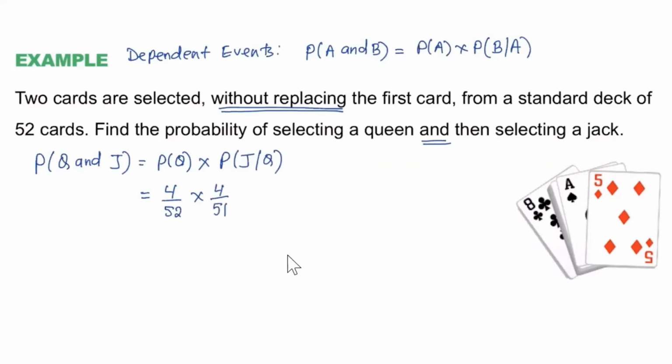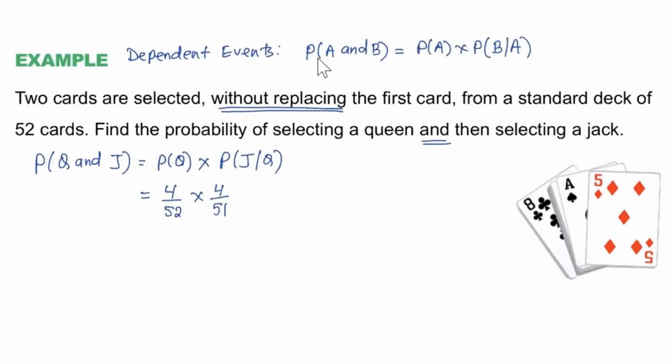Without replacing. So you can see that the second probability depends on the first. The first one was 4 over 52. If we talk about all 52 cards, the second probability would also be 4 over 52. But the second probability depends on the first, so it becomes 4 over 51. That's why these 2 events are dependent events.